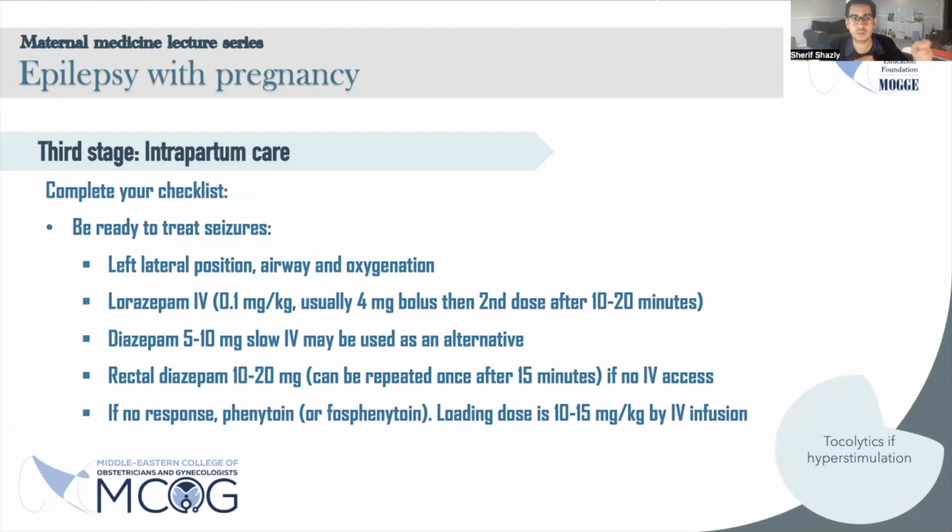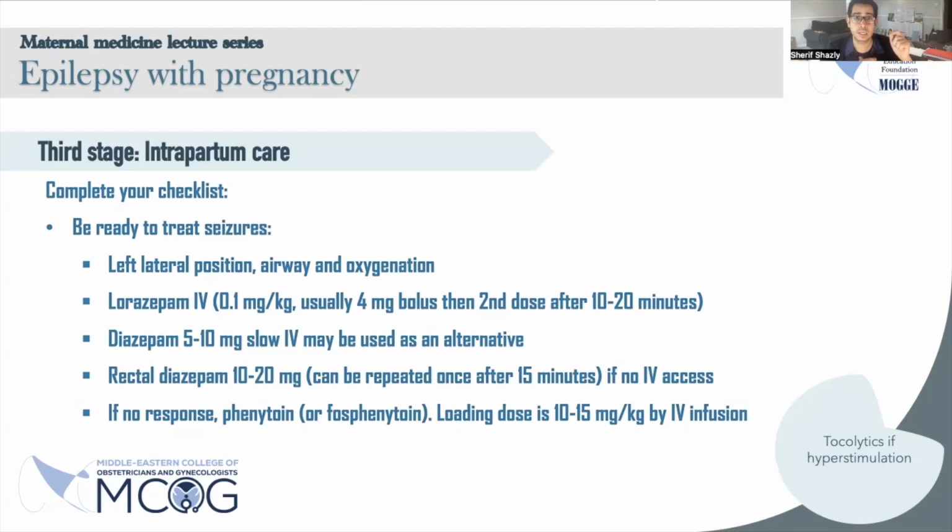If for any reason you don't have lorazepam available, you can use diazepam for sure. And the diazepam is actually a higher dose. So just remember, lorazepam was 4 milligrams, so diazepam is a little bit higher. It's 5 to 10 milligrams if you give it as an IV, and it's a slow IV. Or if you're going to give it as a rectal suppository, then it's going to be higher, so 10 to 20. So we start with 4 milligrams, 5 to 10, and 10 to 20 milligrams.